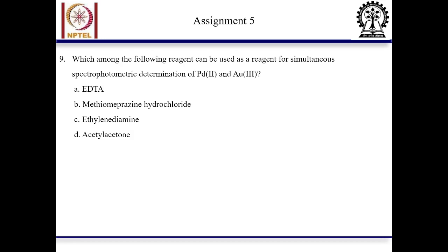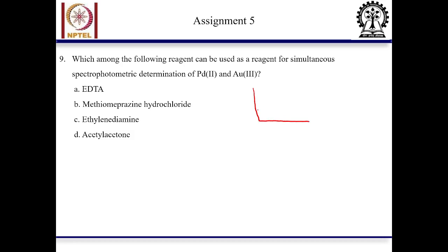Can anyone tell me what is the concept behind this? If you want to determine any two compounds simultaneously by spectroscopy, what do you see first? Suppose I give you two mixtures and you want to determine them spectrophotometrically, you check whether they can be determined or not. Any curve you have come across during the lectures? Okay, I will draw some spectra.